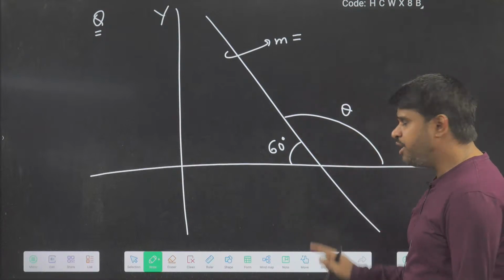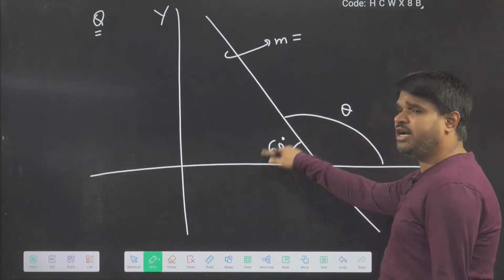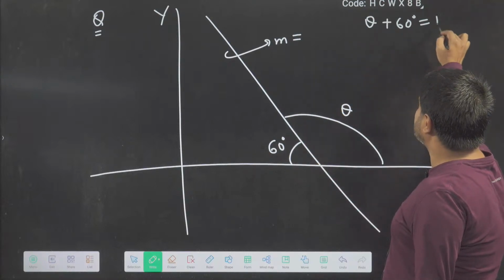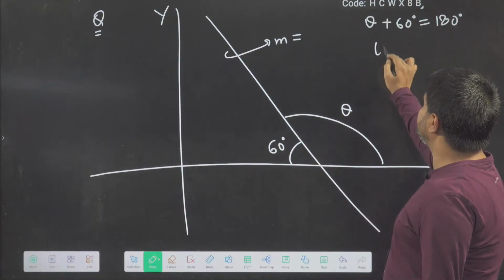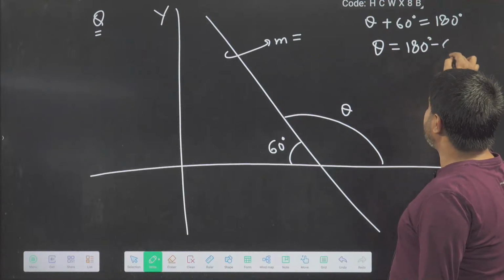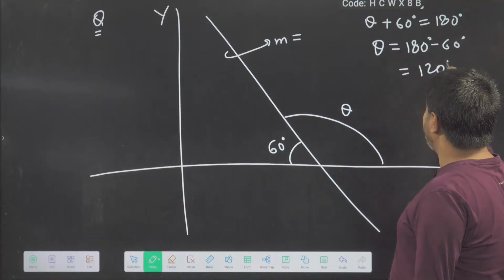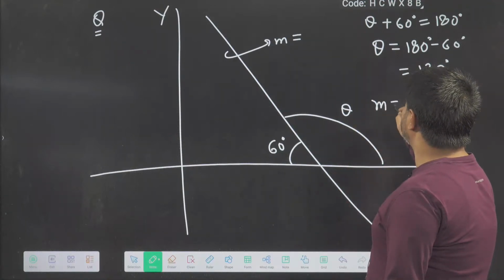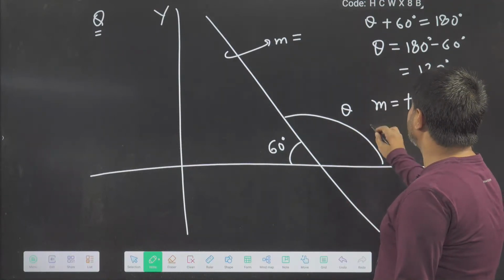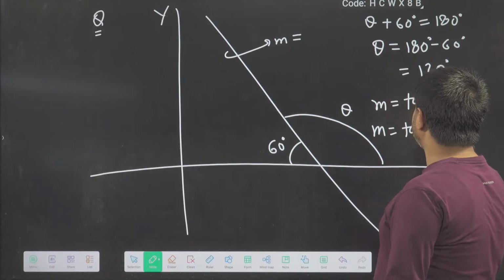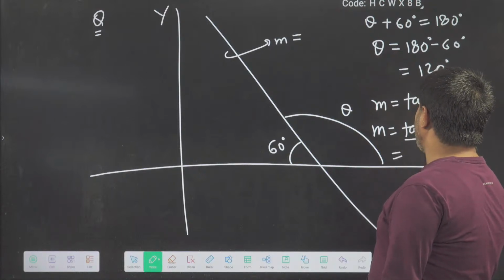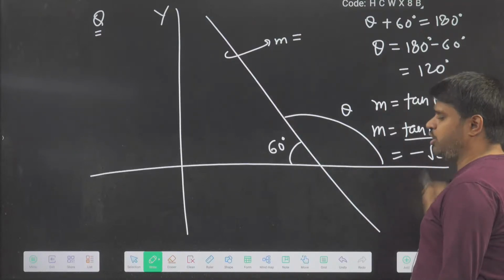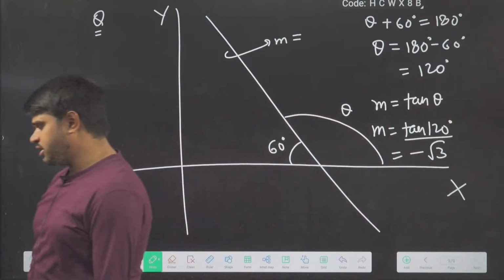For slope, theta plus 60 is 180 because of a linear pair. So theta plus 60 equals what? 180. 60 goes here. Theta is 180 minus 60. How much? 120 degrees. Now I need slope. What is the formula of slope? Tan theta. So m is tan 120 degrees. Tan 120 I taught today. What is the value? Minus root 3. Okay, so now we got this.